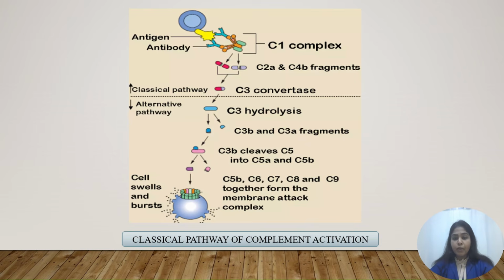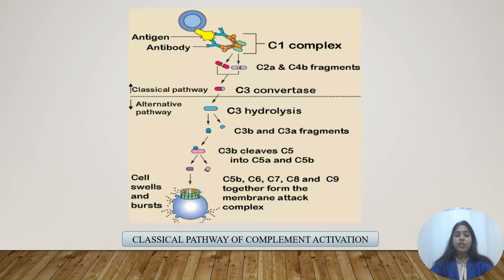When the C1 complex forms, it activates C2 and C4. Here, the C2a and C4b fragments will form the C3 convertase. C3 convertase will activate C3. Here, the C3 hydrolysis will take place. C3b and C3a will form as fragments. C3b will cleave C5 into C5a and C5b.